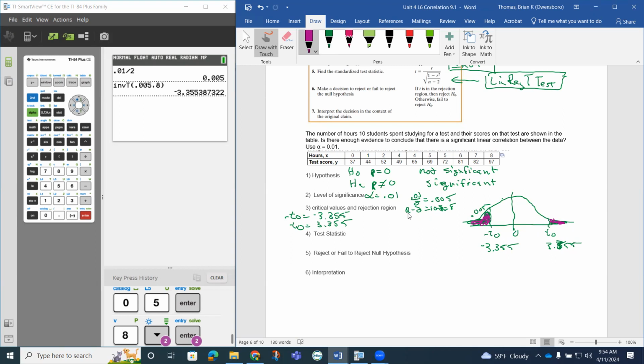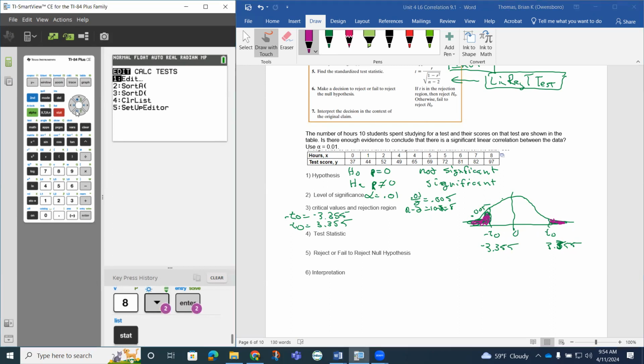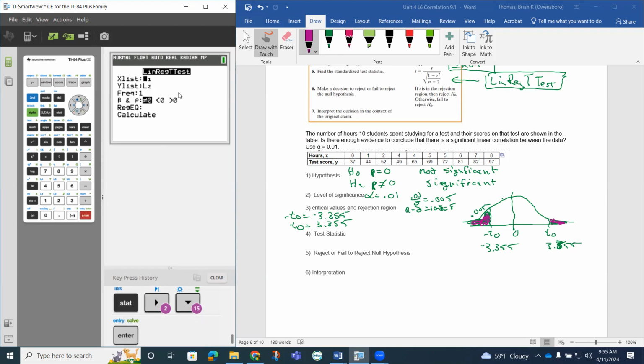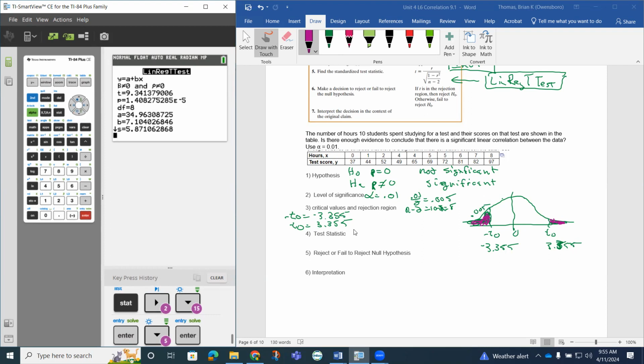To find the test statistic, this is where we're going to use the calculator instead of the formula up here. If we go to stat and go to test, and go down to this F, the linear regression t-test, notice that my list was in L1 and L2. That looks good. And notice that rho does not equal 0. That's good. So all that stuff looks good. Hit calculate. All I really need from there is my t-value, my test statistic, which is 9.341 if I go out 3 decimal places.